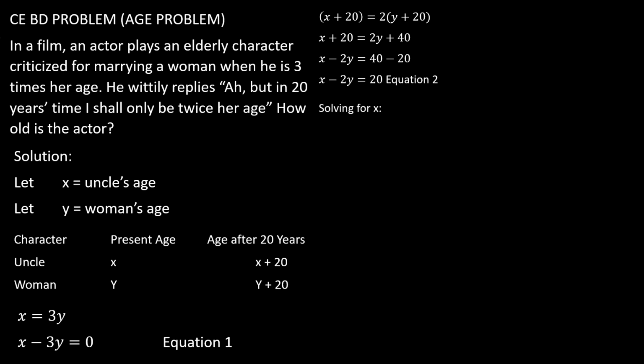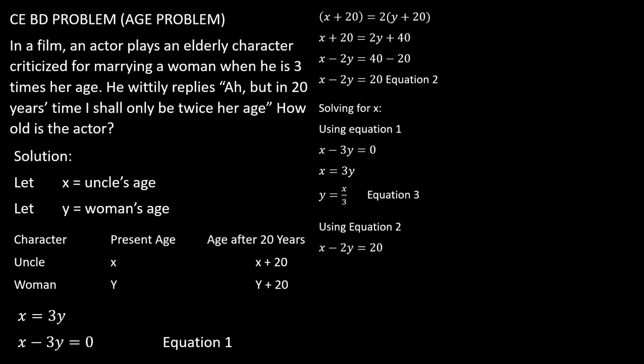In order to start solving for x, let us just use equation 1 first. Using equation 1, x minus 3y equals 0, we will be transposing minus 3y to the right-hand side of the equation. After the transposition process, x now is equal to 3y. Solving for y, y now is equal to x over 3, and let it be our equation number 3.